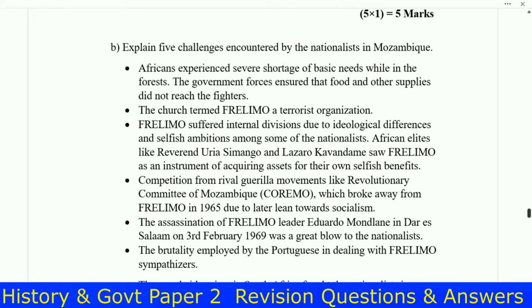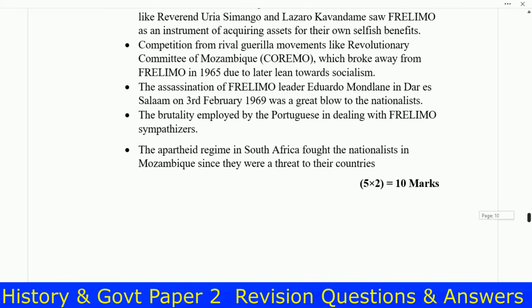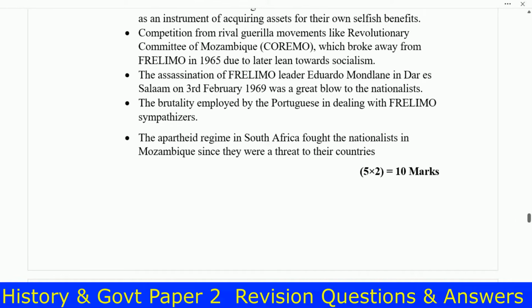Next, we are moving on to the next one. The assassination of Frelimo leaders, Eduardo Mondlane, in Dar es Salaam was a great blow to the nationalists. Next, the brutality employed by the Portuguese in dealing with Frelimo. We go to the next one. The apartheid regime in South Africa fought nationalists in Mozambique since they were a threat to their country.